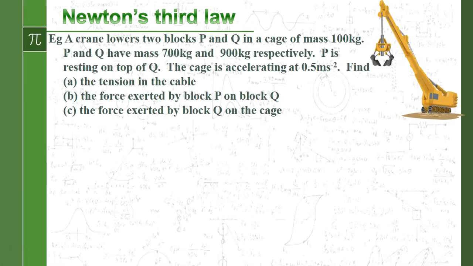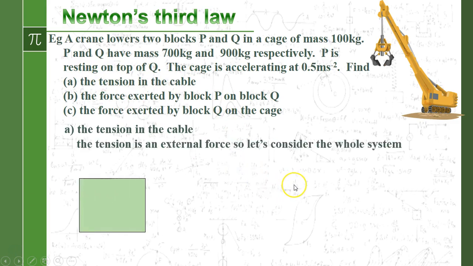Right, on we go. So here we go, we've got our crane again that we saw earlier. So we've now got a crane and it's got two blocks P and Q sitting in a cage. So we've got a whole bunch of information, and first thing we want to do is find the tension in the cable. So again, because tension is a force that's external to the whole thing, I'm going to consider the whole system.